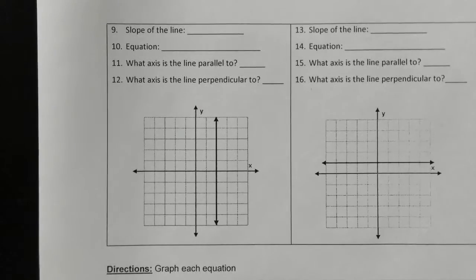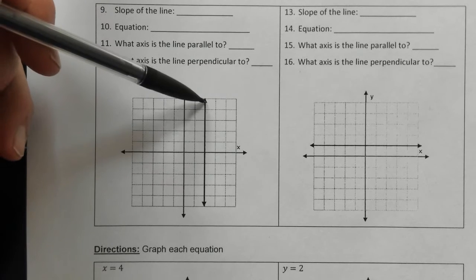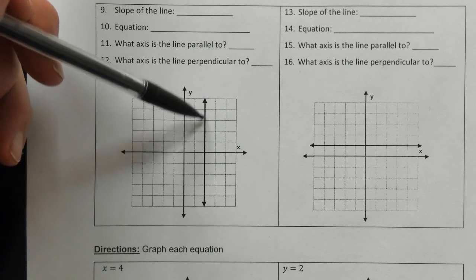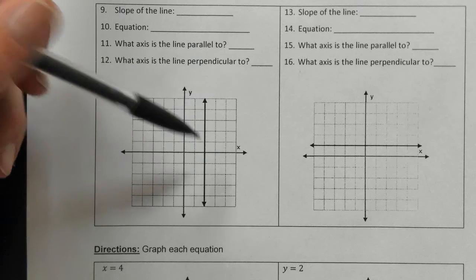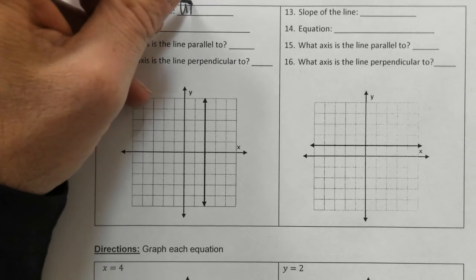Okay, so let's try the next graph. The next graph that I have is right here, and it is a vertical line. So if it's a vertical line, we know the slope is undefined. We'll write that in first.